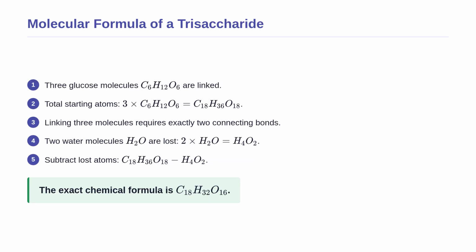Let us calculate the exact formula when 3 glucose molecules fuse into a trisaccharide. First, we multiply the glucose formula by 3, giving us a starting inventory of 18 carbons, 36 hydrogens, and 18 oxygens. Next, because linking 3 molecules in a row requires exactly 2 connecting bonds, we must remove 2 molecules of water. This means we lose 4 hydrogens and 2 oxygens. We subtract these lost atoms from our initial inventory. The final answer is C18H32O16, proving why complex sugars become more compact.